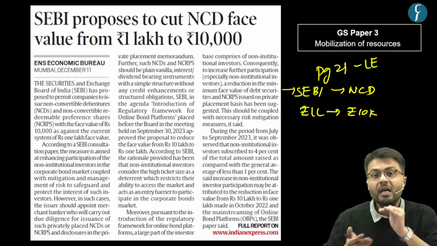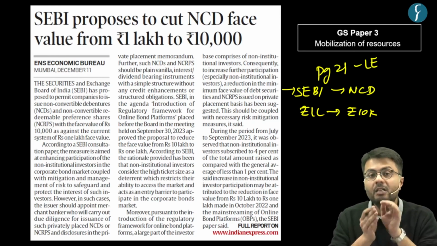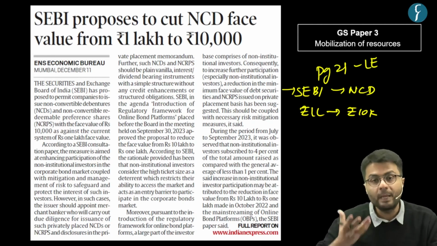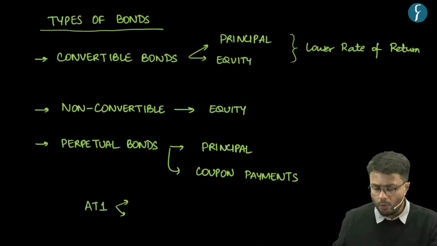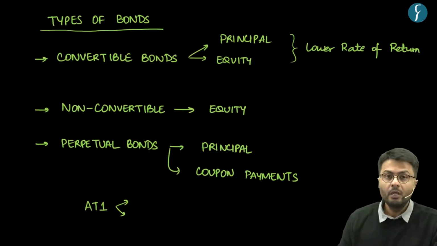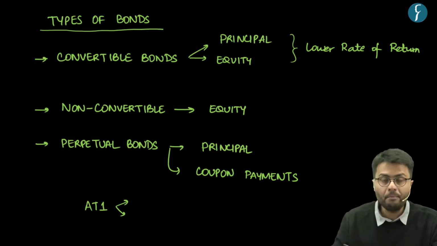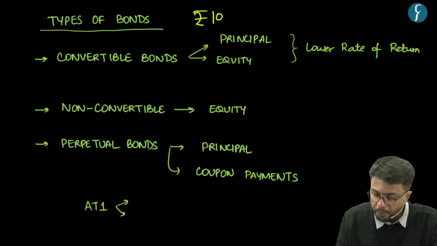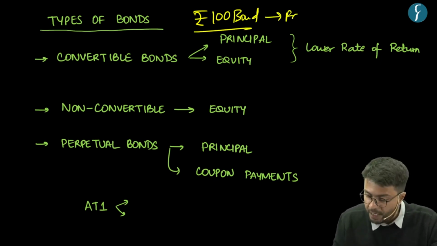It is because cutting the face value will facilitate the liquidity of these bonds, especially among retail investors. Now let us look at what bonds are. A bond is a type of debt instrument. For example, a company issues a rupees 100 bond. Hence this 100 rupees is the face value of the bond.